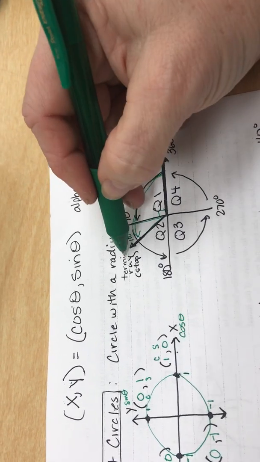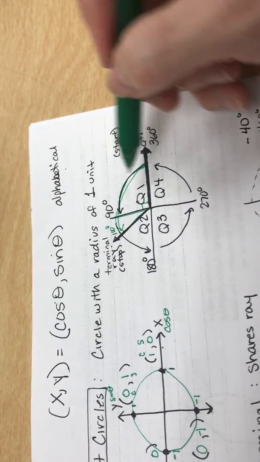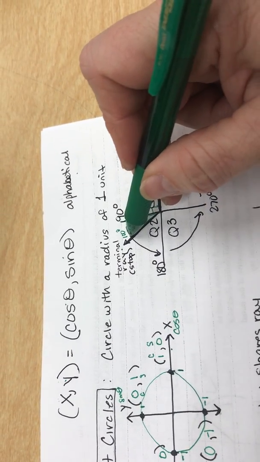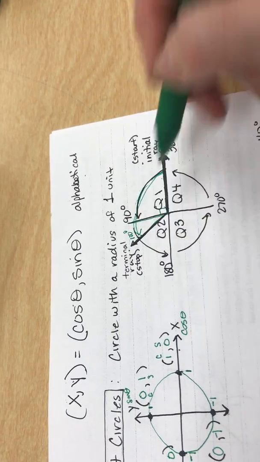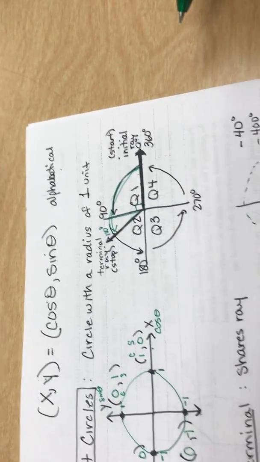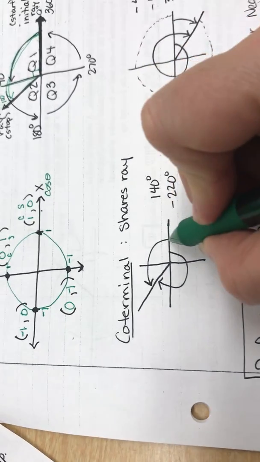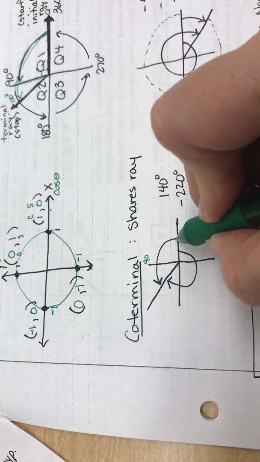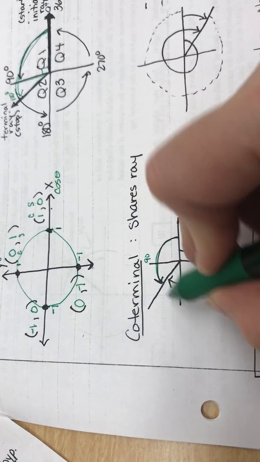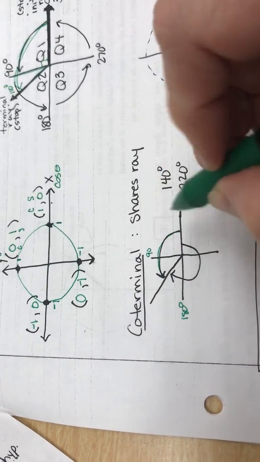Wherever I stop is called the terminal ray. You can go positive or you can go negative if you go in the opposite direction. So that's what we call coterminal. They share a ray. So if I go past 90 degrees and I go into here, I'm not quite at 180 degrees.